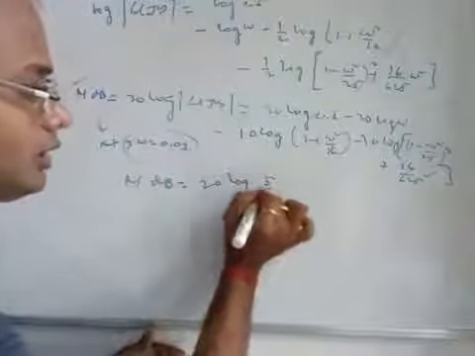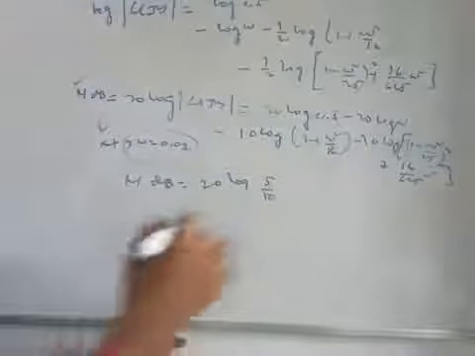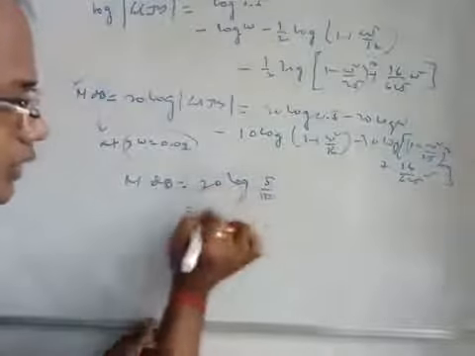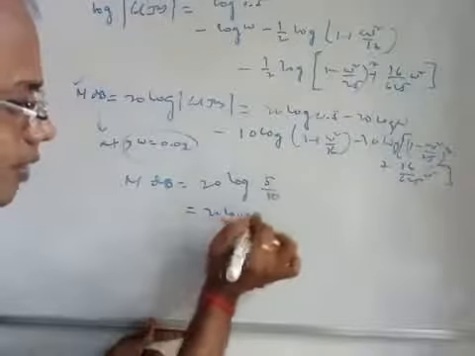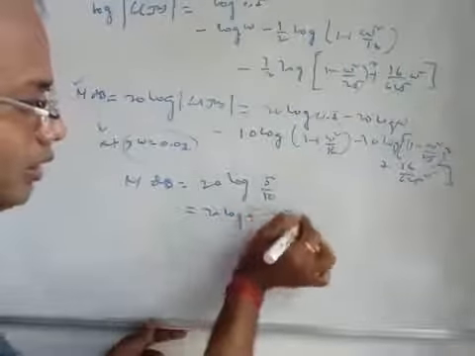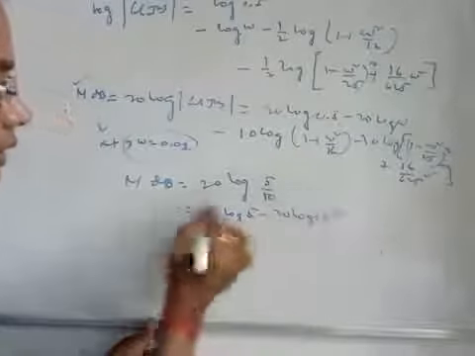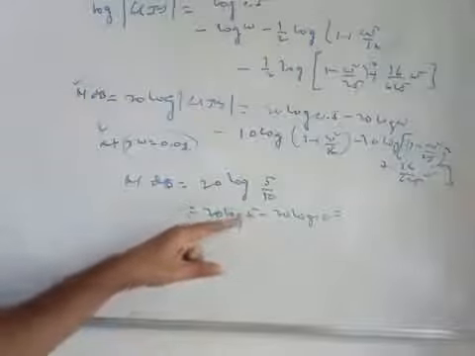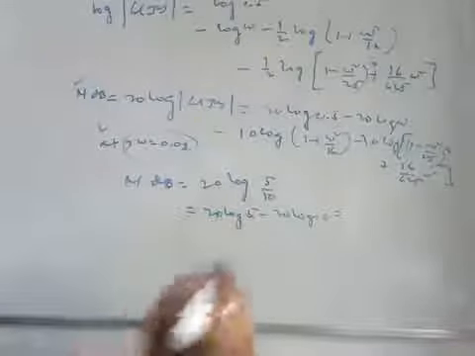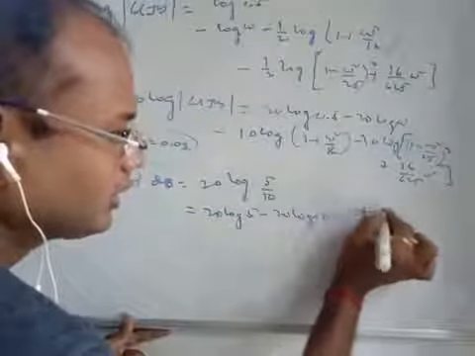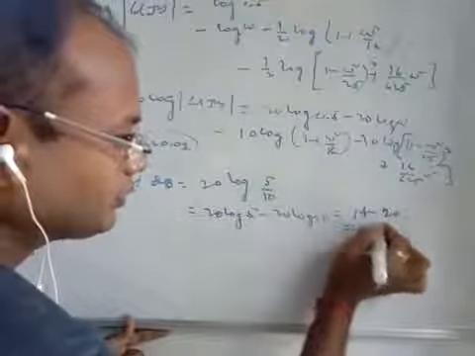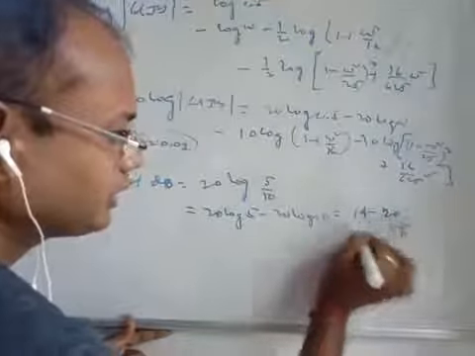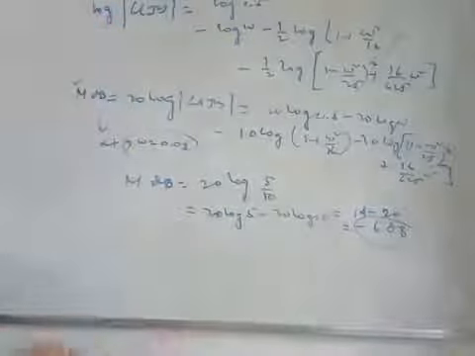So this is 5 by 10. That means 20 log of 5 minus 20 log of 10. 20 log of 5 is 20 minus 6, that is 14. So 14 minus 20, that is minus 6 dB, right? So the plot starts from minus 6 dB magnitude.